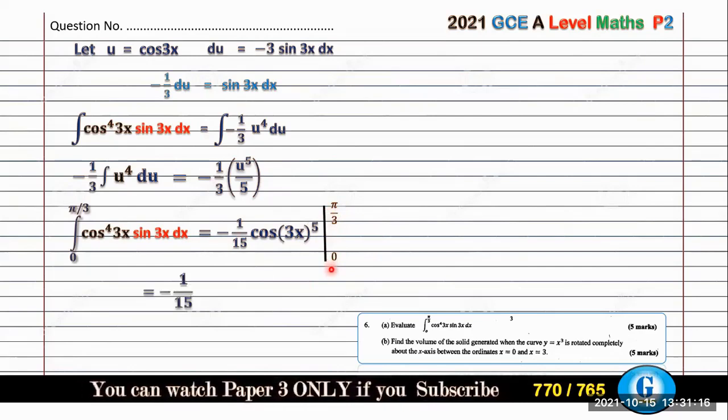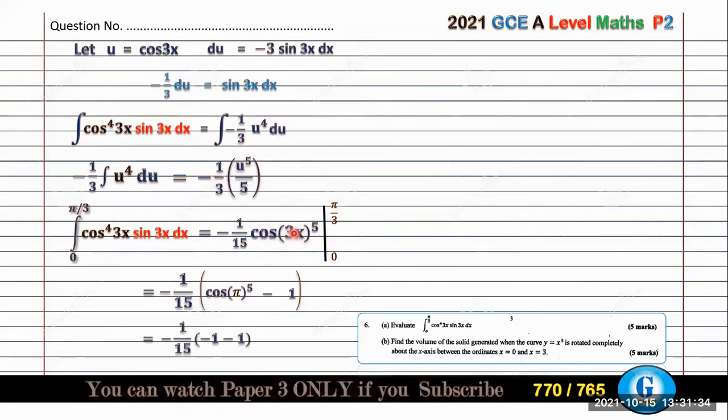Now, upper limit minus lower limit, we have minus 1 on 15 into: 3 times pi on 3 is pi, and cos pi is minus 1. Minus 1 to the power 5 is minus 1, right? And then we have 0, and cos 0 is 1. So this gives us minus 1 minus 1, and this integral is 2 on 15.